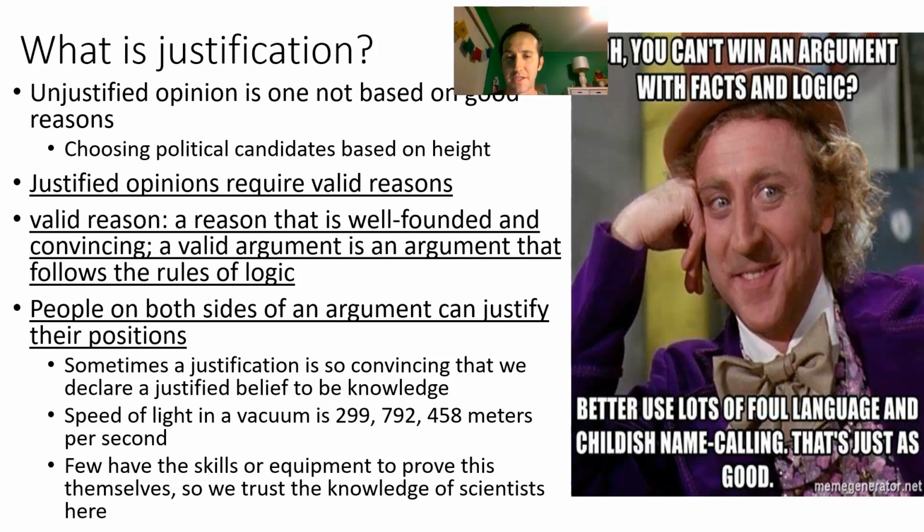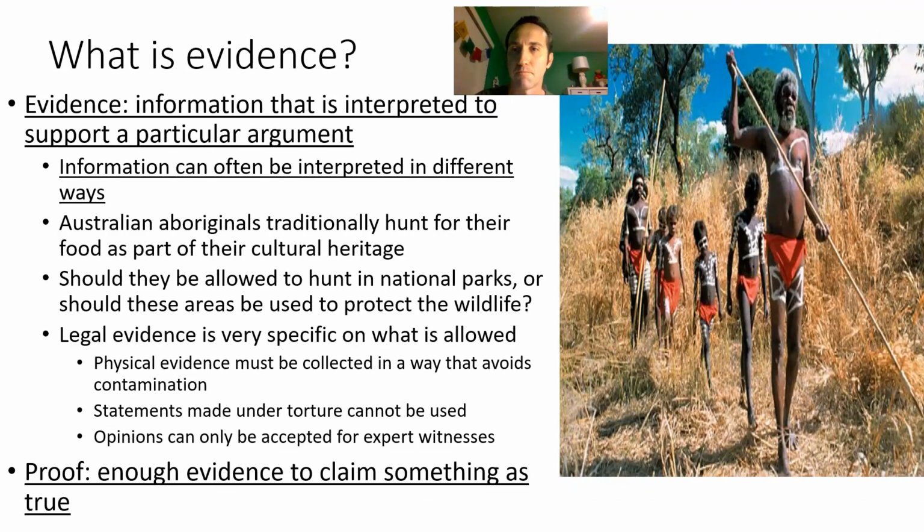And so sometimes the justification is so convincing that we declare a justified belief to be knowledge. For example, the speed of light in a vacuum is 299,792,458 meters per second. I'm going to trust the scientists on that one because I don't have the skills or the equipment to prove this for myself. That opinion has become justified, become fact, because so few people have that ability. So we're just going to stick with that.